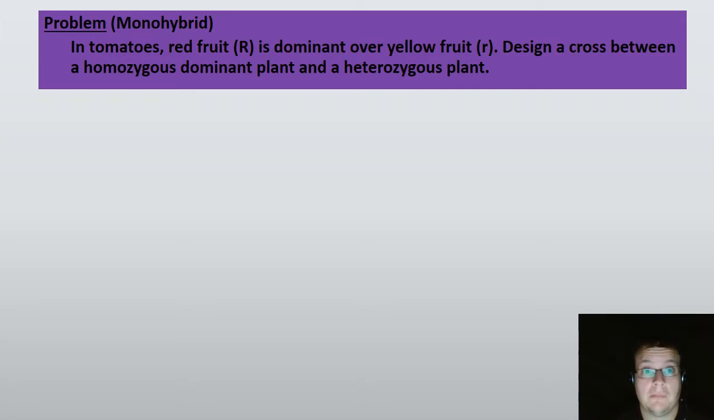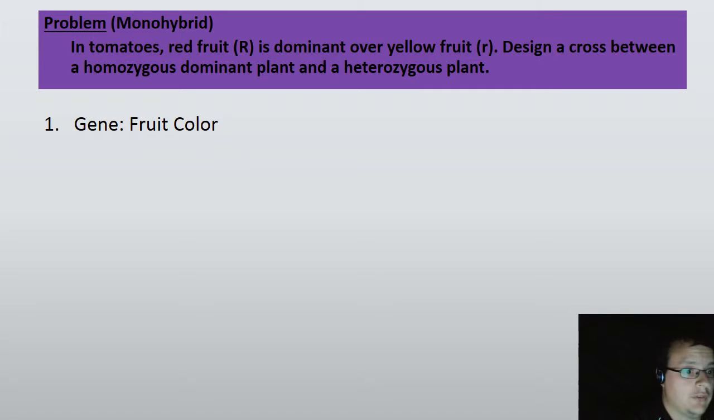So here we have a problem. In tomatoes, red fruit is dominant over yellow fruit. Design a cross between a homozygous dominant plant and a heterozygous plant. So step one is to name the gene. So we know the gene is fruit color, and that can just be determined from this first sentence here. So fruit color, and then we're just talking about red fruit and yellow fruit. So that's the gene.